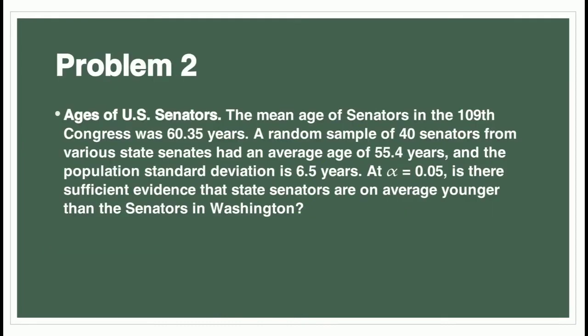For the second problem, ages of U.S. senators. The mean age of senators in the 109th Congress was 60.35 years. A random sample of 40 senators from various state senates had an average age of 55.4 years, and the population standard deviation is 6.5 years. At alpha equal to 0.05, is there sufficient evidence that state senators are on average younger than the senators in Washington?